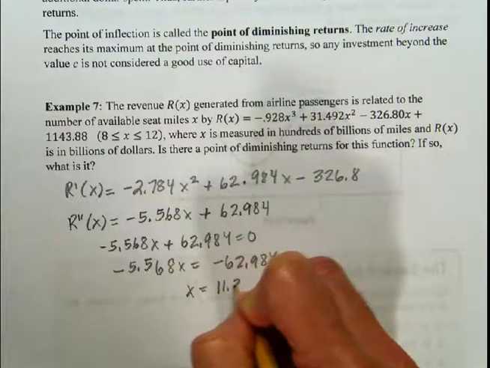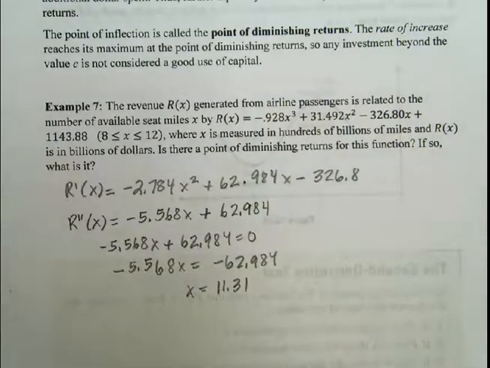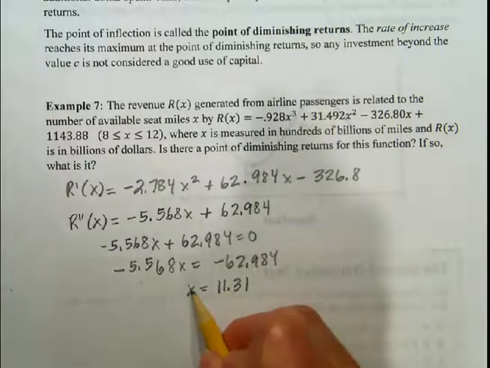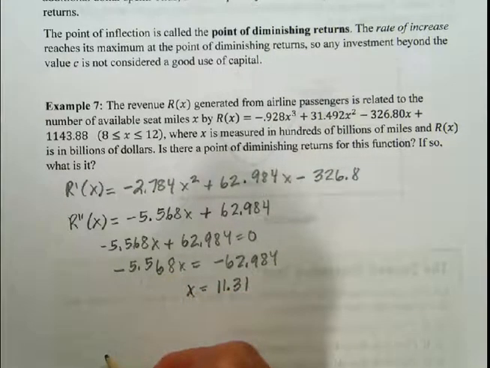Okay, I got about 11.31. That means they do have a point of inflection. There is a point of diminishing returns, a point where you don't want to spend more than that. Let's see what that is.